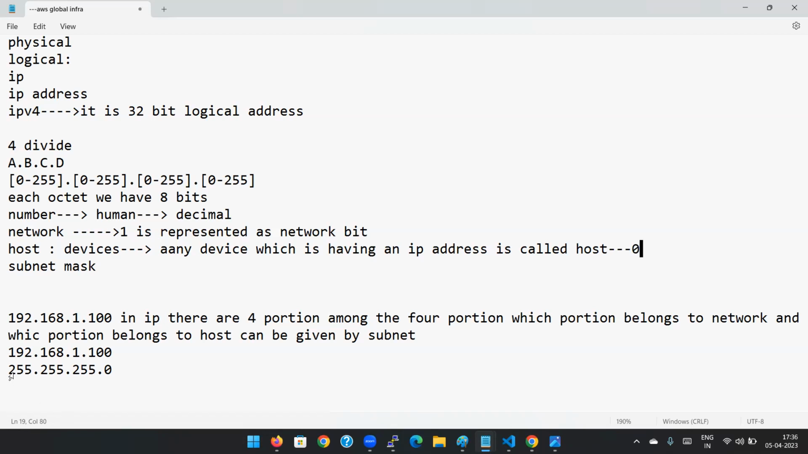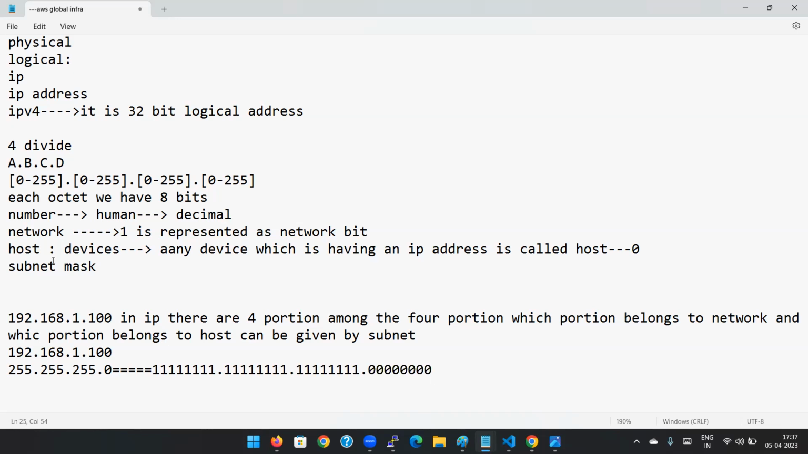Now, this is in the decimal format: 255.255.255.0. If I convert this subnet mask into the binary format, what number will I get? 11111111.11111111.11111111.00000000. In the subnet mask, the first portion will be all ones, 8 ones, right? In the second portion also you will have all ones, and in the third portion also all ones. But in the fourth portion, you will have 8 zeros.